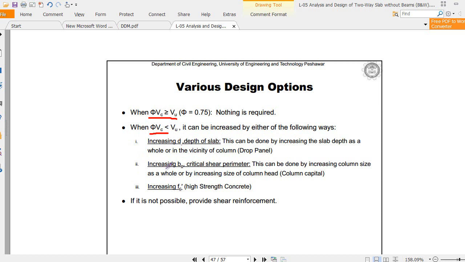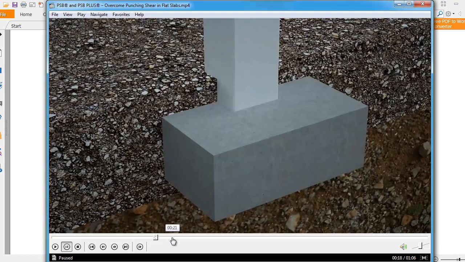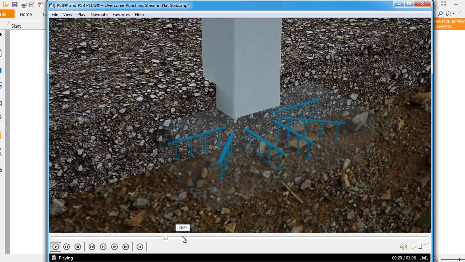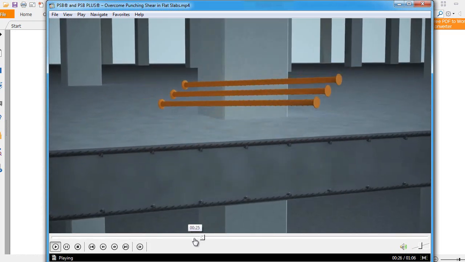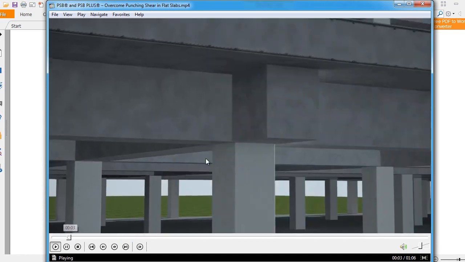Increasing depth of slab, you have this one option. You can increase the depth. The depth can be increased for the whole slab as well, or either you can provide drop panels. Okay, and let me show you in this video how they basically control the punching shear capacity. Remember these are the techniques.